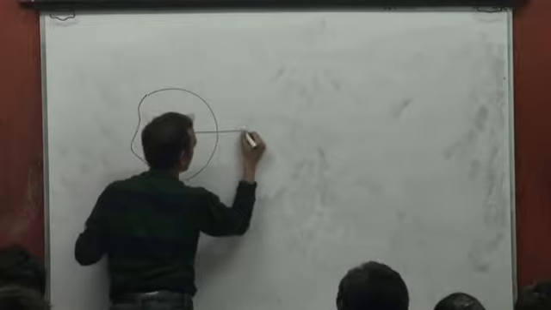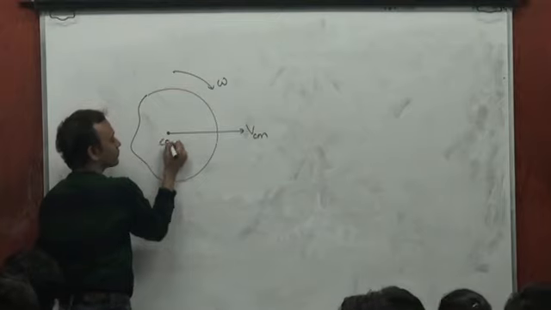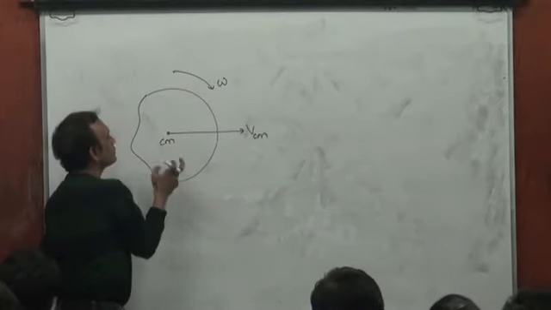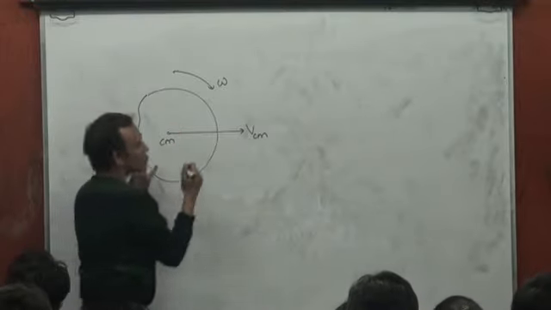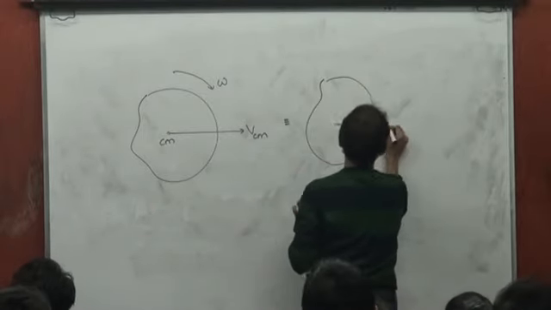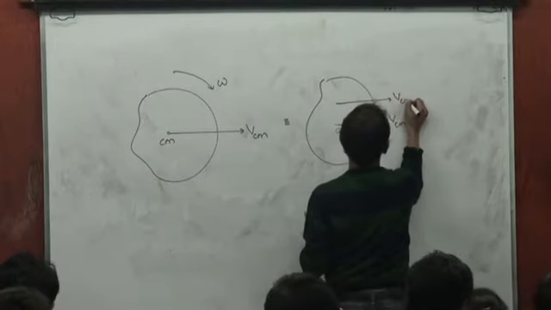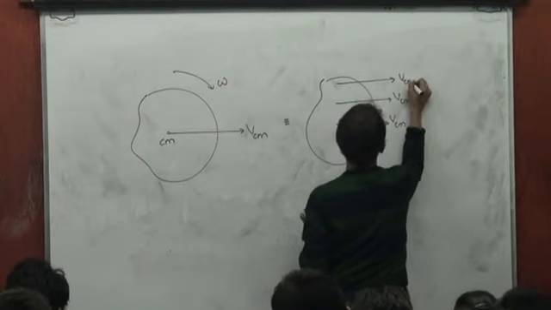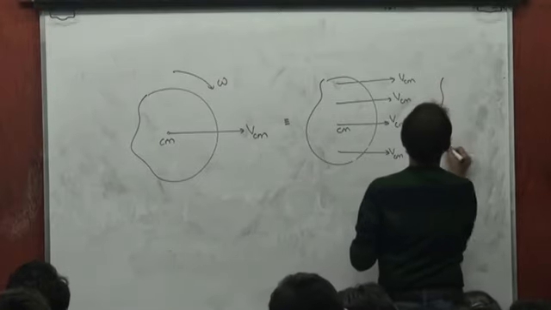In general motion, there is a VCM and there is an omega. And I want to find, so this is the axis of rotation. Now I want to find the total kinetic energy of this. Like I told you, this could be looked upon as a combination of pure translation plus pure rotation about the center of mass.